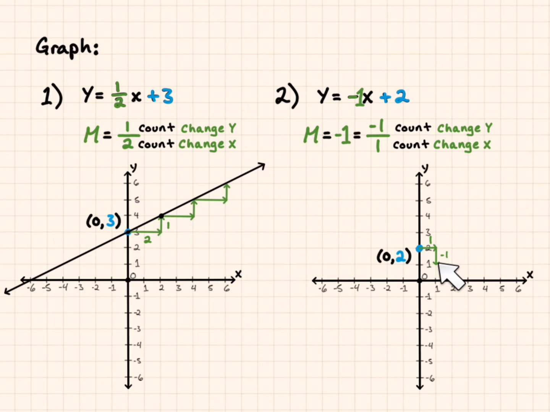Now I can continue this pattern of 1 to the right, 1 down, 1 to the right, 1 down, 1 to the right, 1 down. And this will give me a more accurate line. But I really only need those first 2 points, and I can draw that line. And every point on this line will satisfy this original equation.